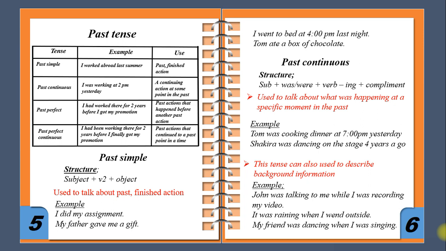Okay? So, one part of the sentence is the background information. For example, the first example, Joan was talking to me while I was recording my video. From this sentence, Joan was talking to me is the background information. It was raining when I went outside. So, it was raining is the background information. My friend was dancing is also the background information.